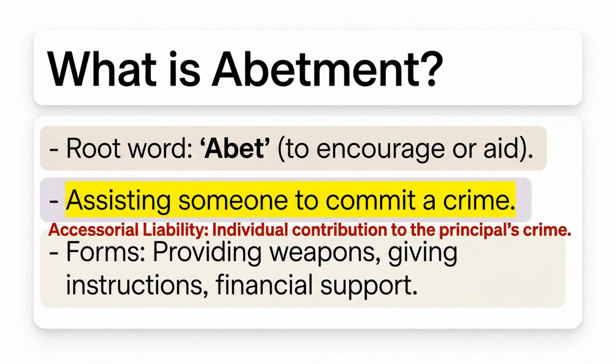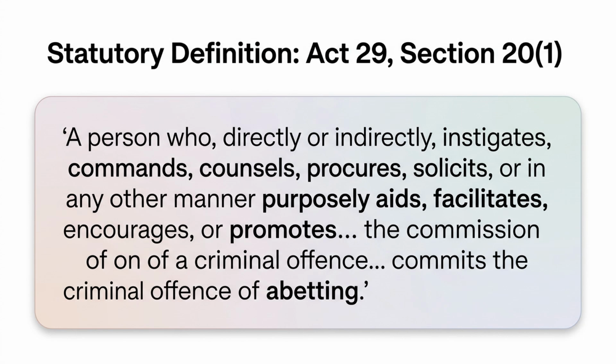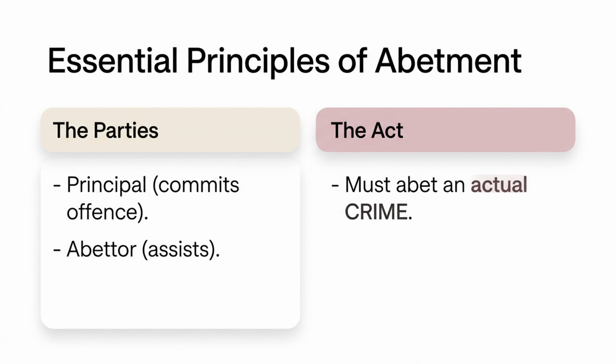in the first place. Looking at the statutory definition in Section 20, subsection 1 of the Criminal Offences Act, a wide net is cast. It covers anyone who instigates, commands, counsels, procures, or aids another person in committing a crime, making the abettor just as guilty of an offense. There are two main parties in these cases, the principal who commits the act and the abettor who assists. Crucially, the abettor can only be guilty if the act they are assisting with is actually a recognized criminal offense.